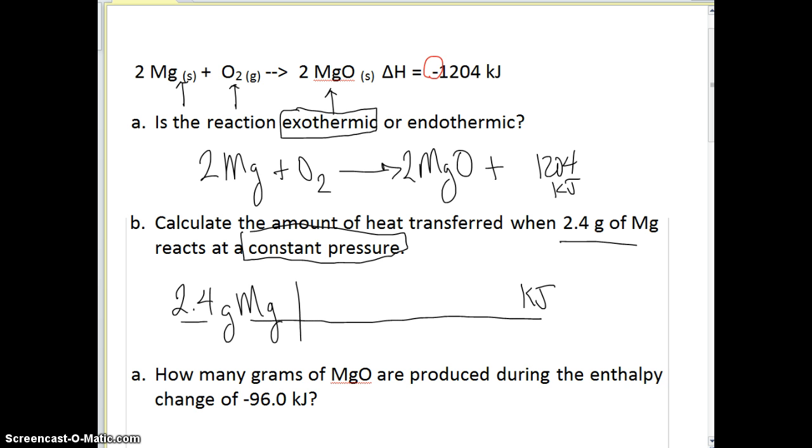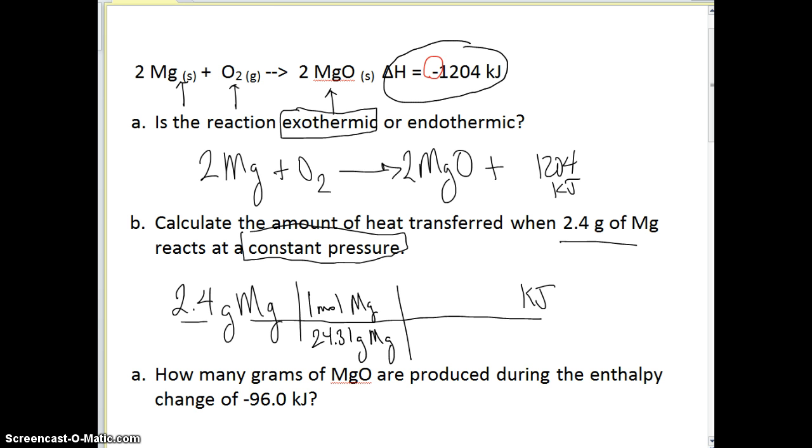So the first thing that we're going to want to do is somehow incorporate up here our negative 1204 kilojoules into this, and so we're going to convert to moles first. So we're going to say 1 mole of magnesium is equal to 24.31 grams of magnesium. That's our molar mass of magnesium.